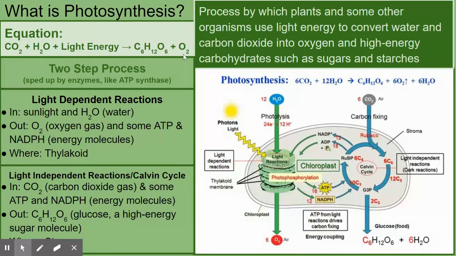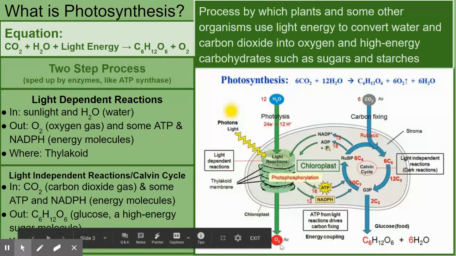This happens in 2 steps. So the first step is called the light-dependent reactions. That's over here and shown right here. And what happens there is that light energy and water come in to the thylakoid, which is part of the chloroplast. By the way, this is all taking place in the chloroplast. So light energy and water come into the thylakoid of the chloroplast, and out of that comes oxygen, which you can see here, and some energy molecules, ATP and NADPH.